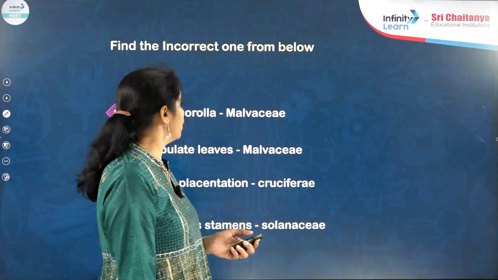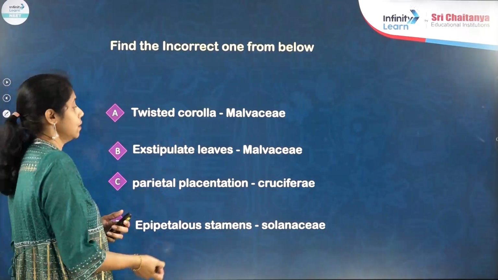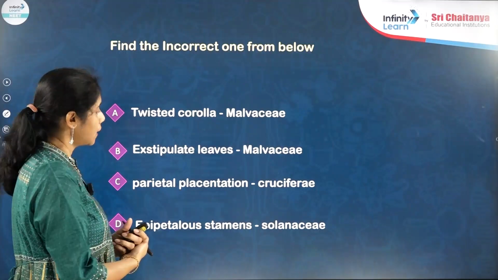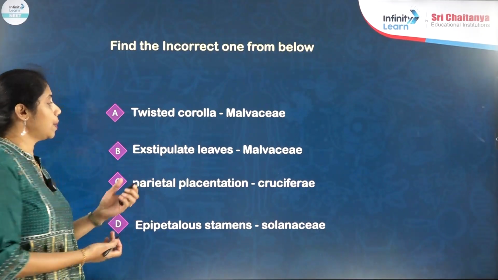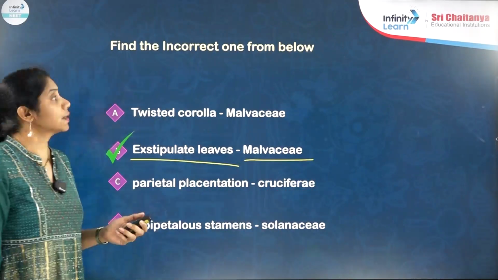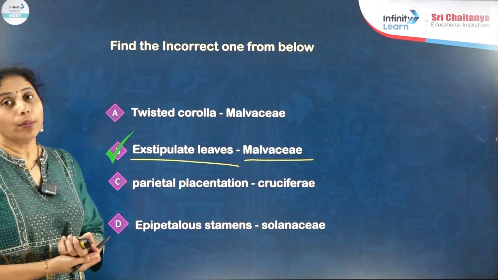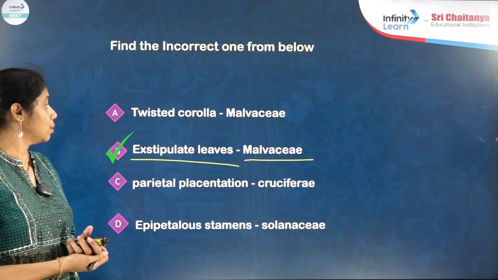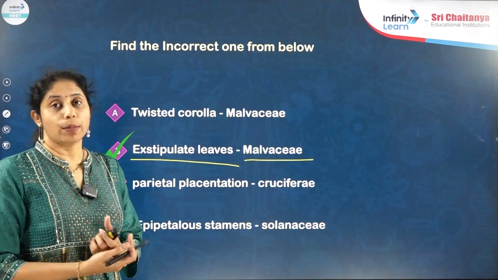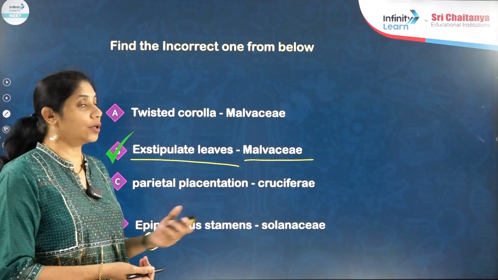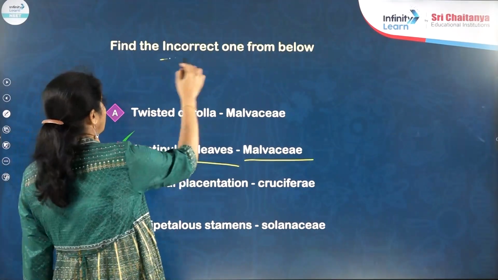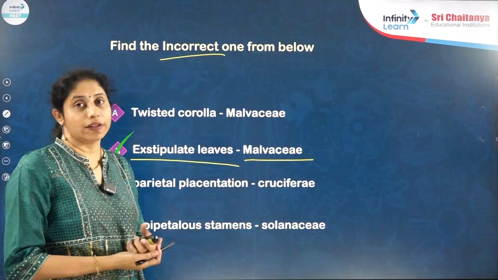Find the incorrect one from below. Twisted corolla, Malvaceae. Exstipulate leaves, Malvaceae. Parietal placentation, Cruciferae. Epipetalous stamens, Solanaceae. This condition, exstipulate leaves in Malvaceae, is the incorrect one, because Malvaceae also shows stipules like the Fabaceae family members. So in the families Fabaceae and Malvaceae, they show stipules. But here they have given the exstipulate condition. So the incorrect one from the below is exstipulate leaves, Malvaceae.